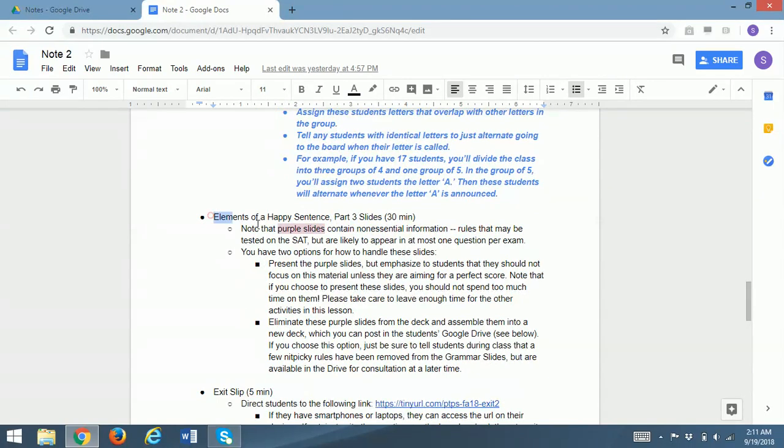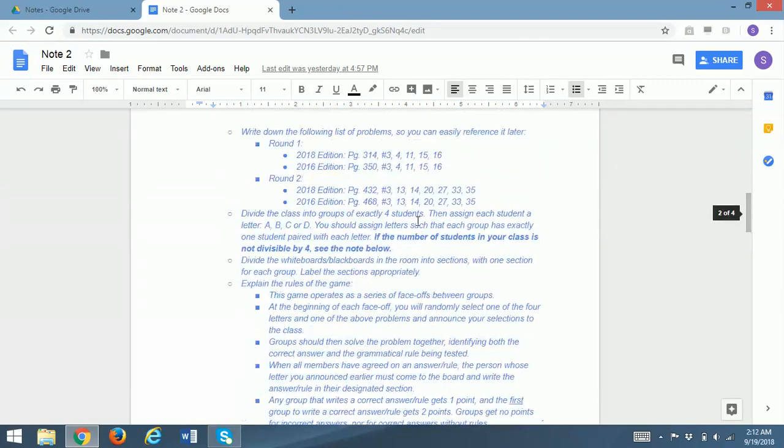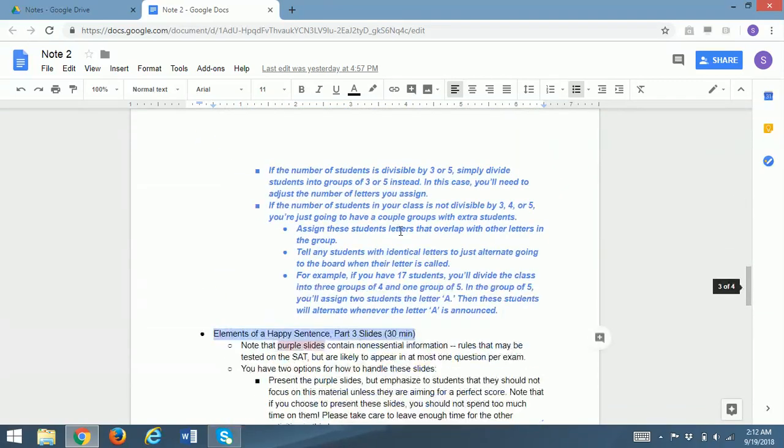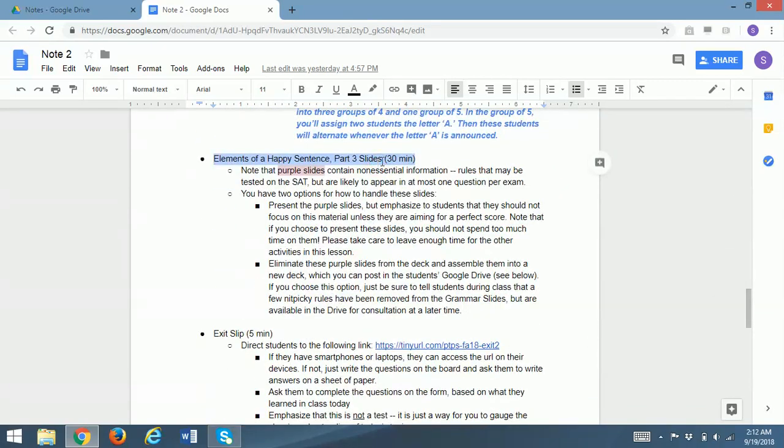Then, after the game, the fun continues with even more elements of a happy sentence. That's right, it didn't end with part 2. It continues with part 3. Students will love you forever when you present this 3rd set of grammatical rule slides.